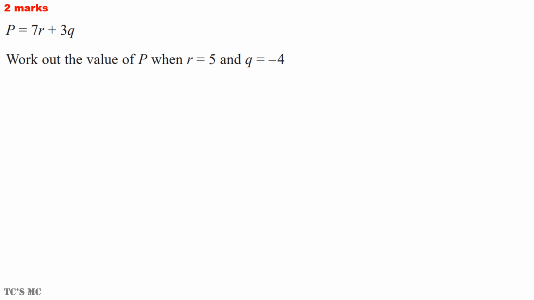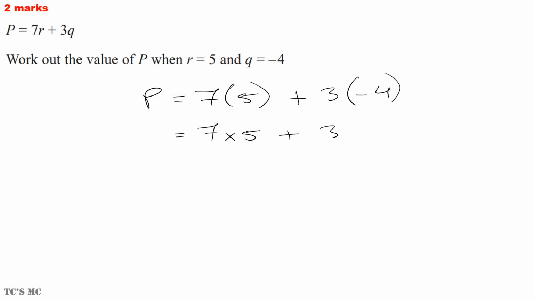P is equal to 7R add 3Q. Work out the value of P when R is equal to 5 and Q is equal to -4. For the first mark, they want to see you have substituted. So you have done 7 multiplied by 5, add 3 multiplied by -4. You could write this as 7 times 5 like this, add 3 times -4 like this, or you could say 35 add -12. Any one of those lines would get you 1 mark. Then for saying that P is equal to 23, you would get the second mark.